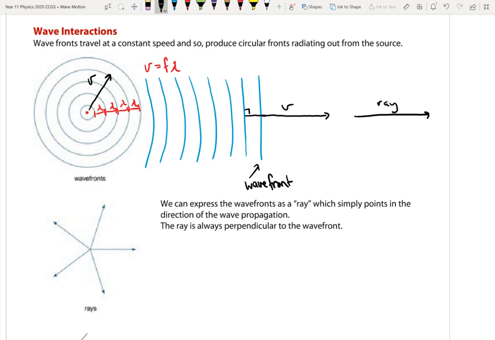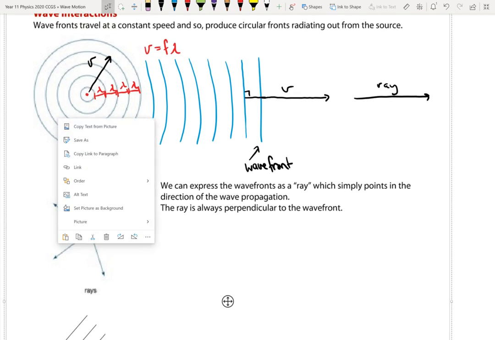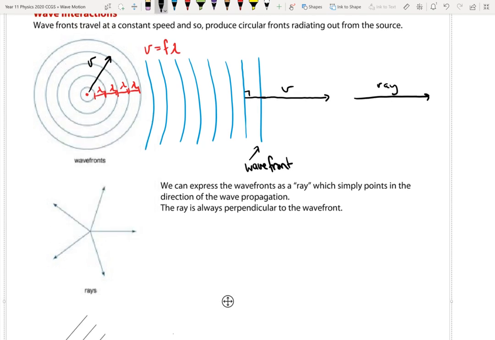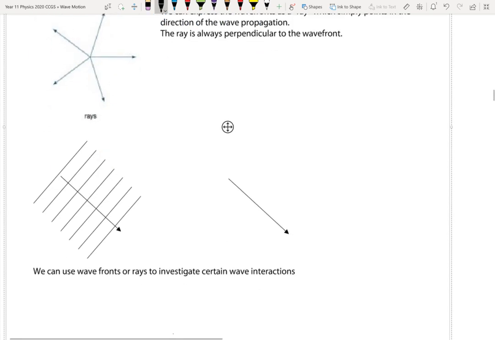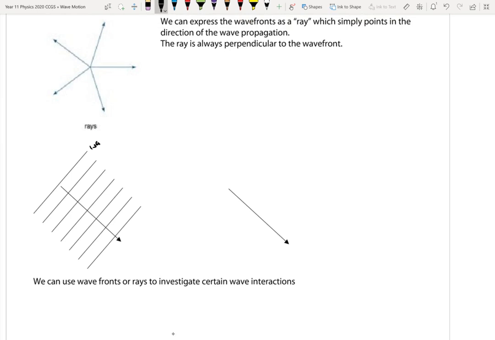All right, so you can draw waves as either wavefronts or you can draw them as rays, okay? The key thing is that the ray is always perpendicular to the wavefront, and the ray is showing you the direction that the wave is traveling. So, down here, pretty easy. Let's just draw this wavefront versus a ray.